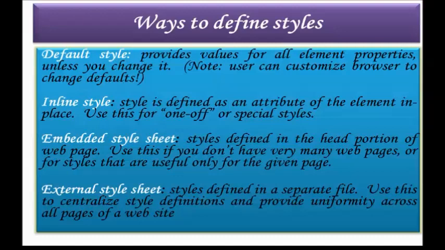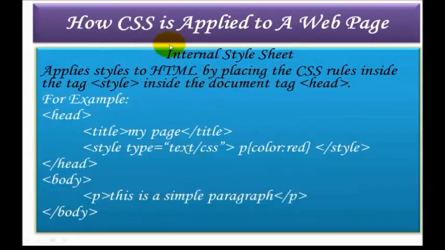External style sheet. An external style sheet is separated from the content, where it is going to have the central control. So styles are defined in a separate file. Use this to centralize the style definition and provide uniformity across all pages of a website. So, an internal style sheet, an example.